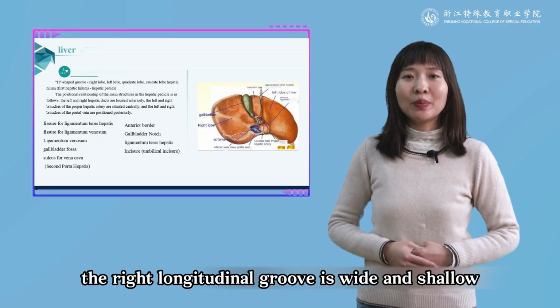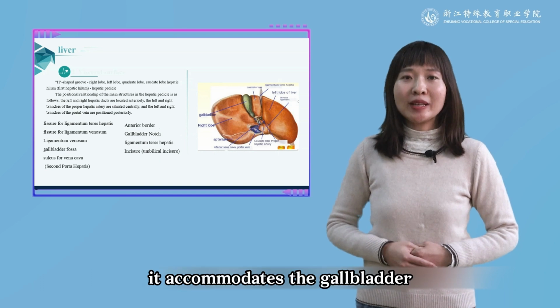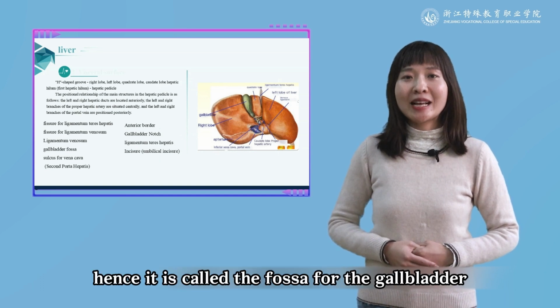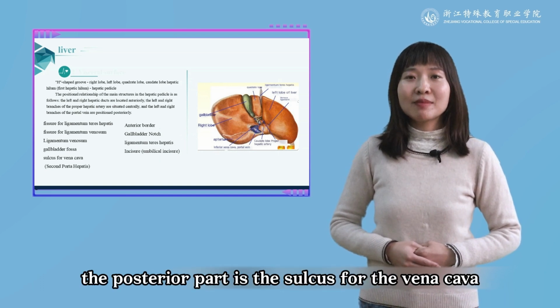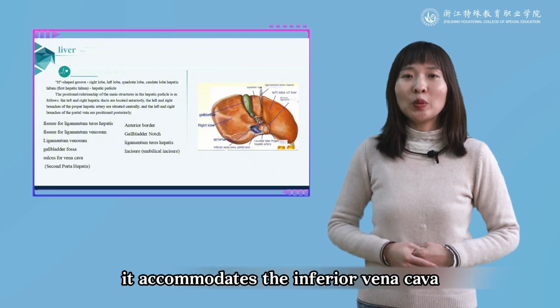The right longitudinal groove is wide and shallow. The anterior part of the groove is a shallow fossa. It accommodates the gallbladder. Hence, it is called the fossa for the gallbladder. The posterior part is the sulcus for the vena cava. It accommodates the inferior vena cava.